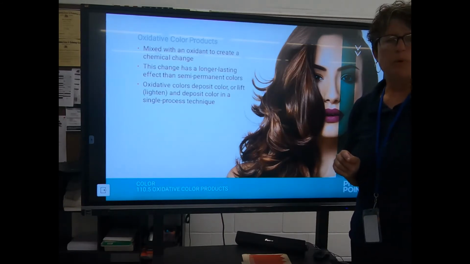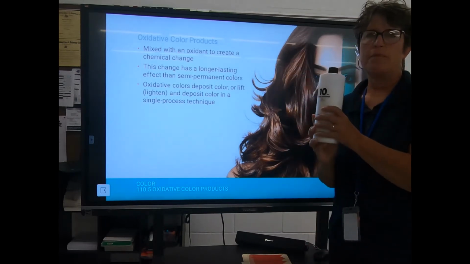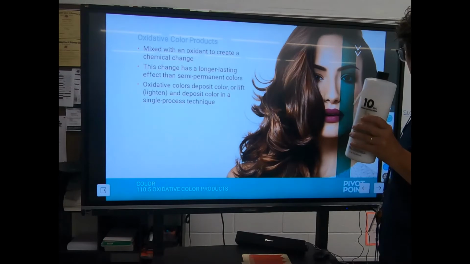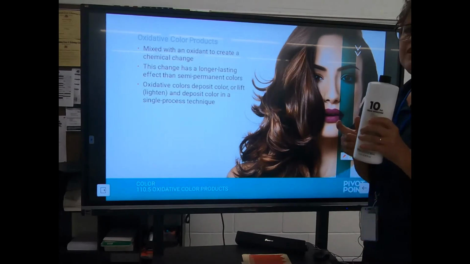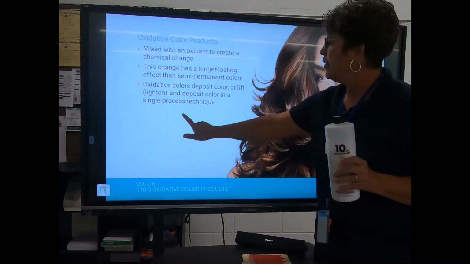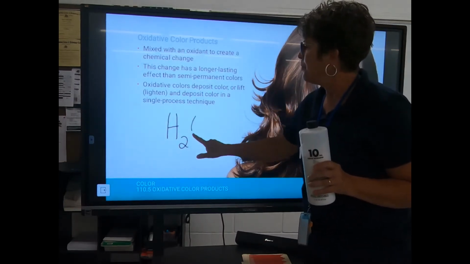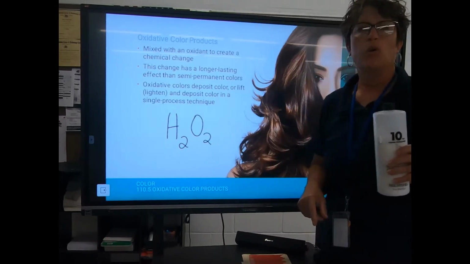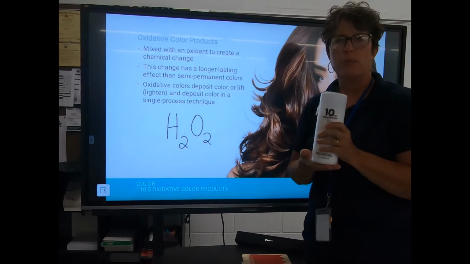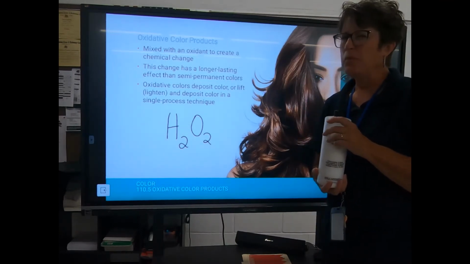This is any product that is mixed with an oxidant, okay? So if you look at the chemical composition of developer, of hydrogen peroxide, you will find out that this is the chemical signature for developer. H2O2. Sounds a little bit familiar.